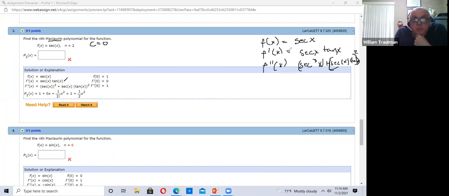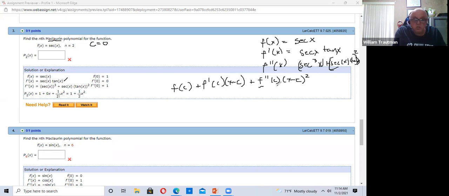And so when c equals 0 in this case, well, let's write the formula down again. I like to have that formula right in front of me. f of c plus derivative of c, x minus c, plus the second derivative, plugging c in there, x minus c squared, all over 2 factorial. And I think that's all they wanted us to do here.